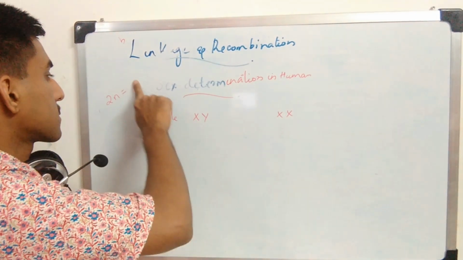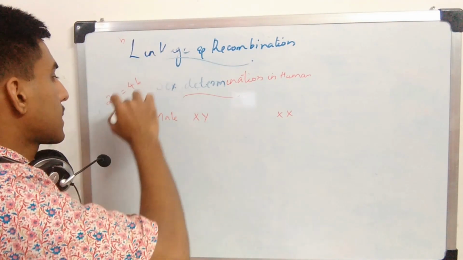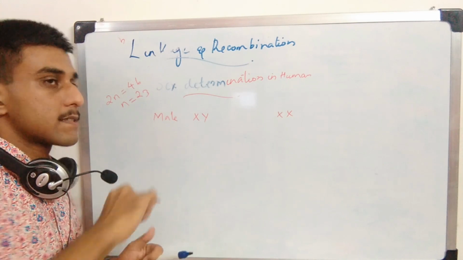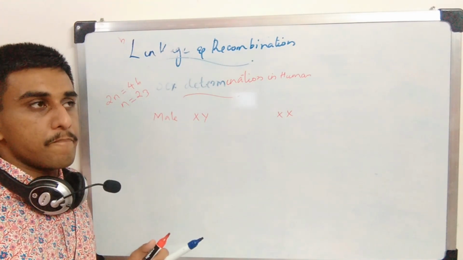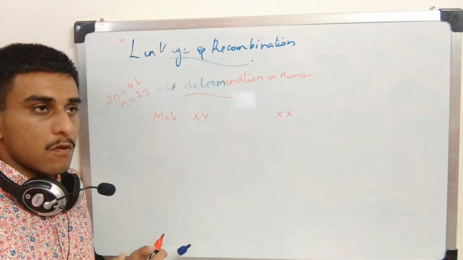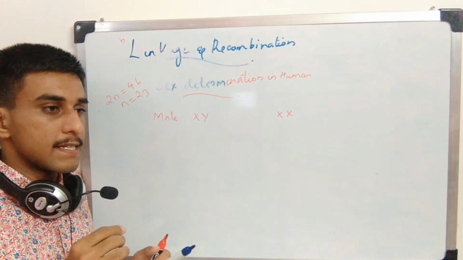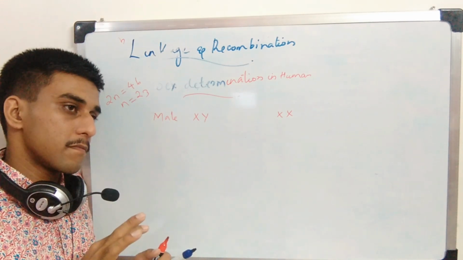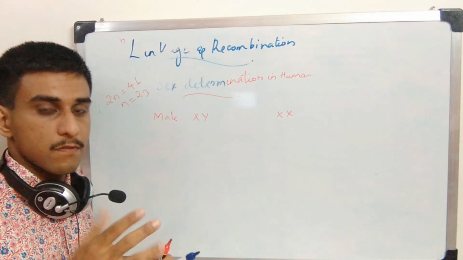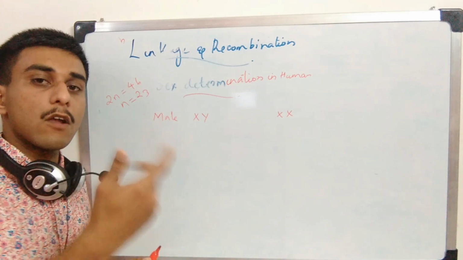Sorry, here it is 46. We know that n is equal to 23. We have 23 sets of chromosomes. In these 23 sets of chromosomes, the last set, XY, is the sex chromosome. The rest of the chromosomes are known as autosomes. The sex chromosomes are known as the allosomes.